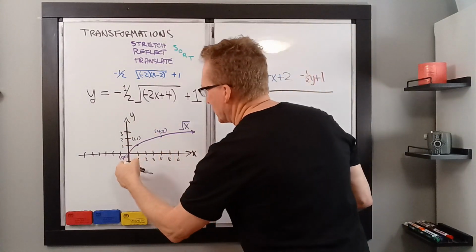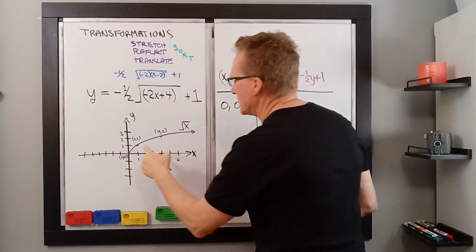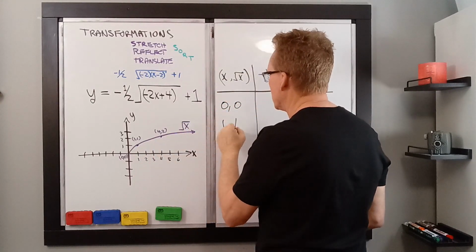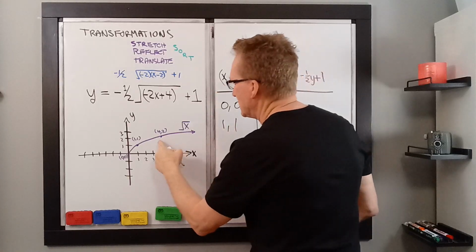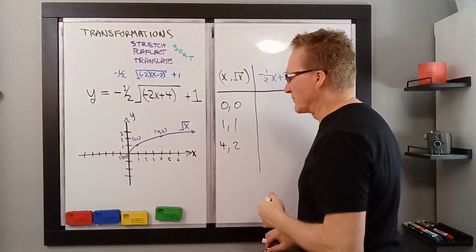So I've got 3 points right here. This one is 0, 0. This is the x value. This is the root of x. This one is 1, 1. This is the x value, and that's root of x. And this one is 4, 2. We could have an infinite number of points, whatever points we wanted to.